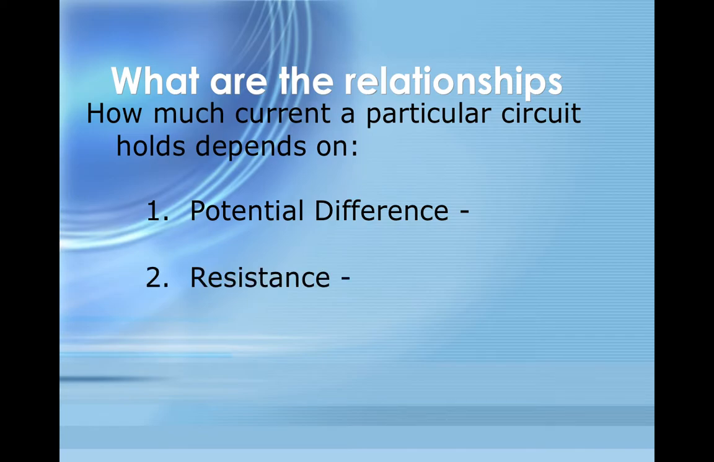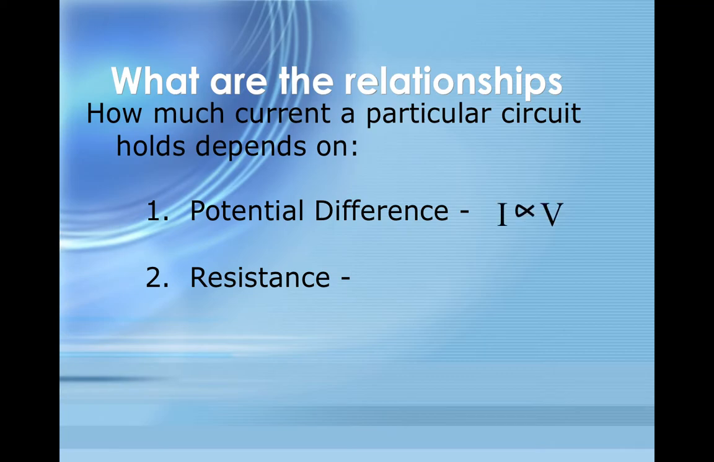The other thing that this depends on is the resistance. Now remember, resistance is thought of as electrical friction. So resistance is going to slow those charges down. So how much current travels through will also depend on the resistance. This is an inverse relationship. So the more resistance you have, the more things that are going to slow those charges down, the less current you'll have traveling through there.